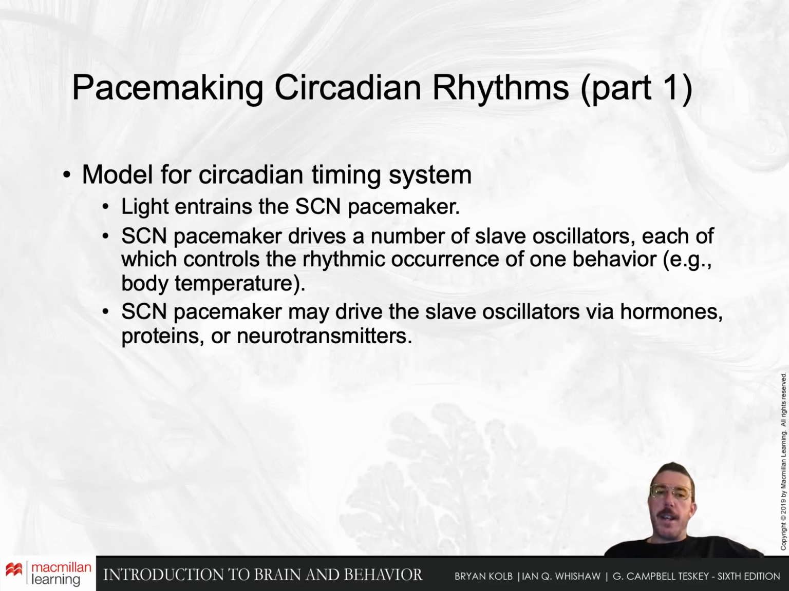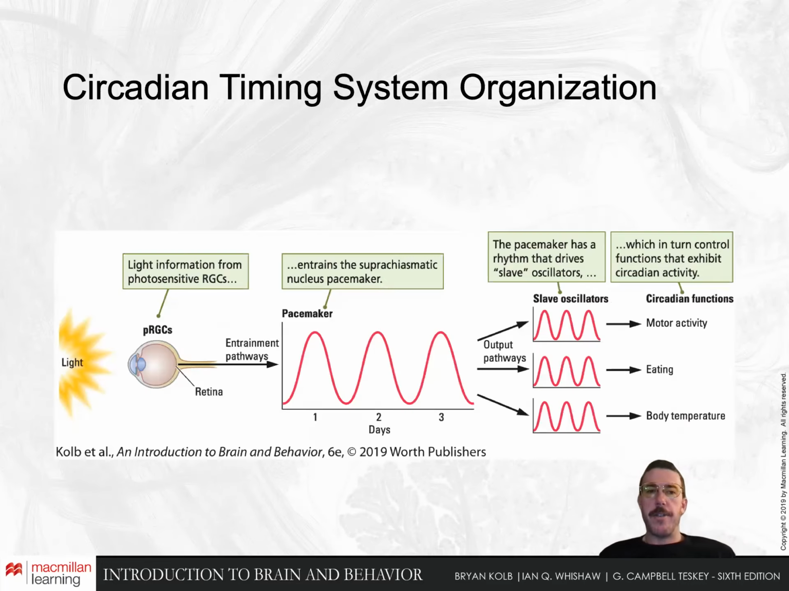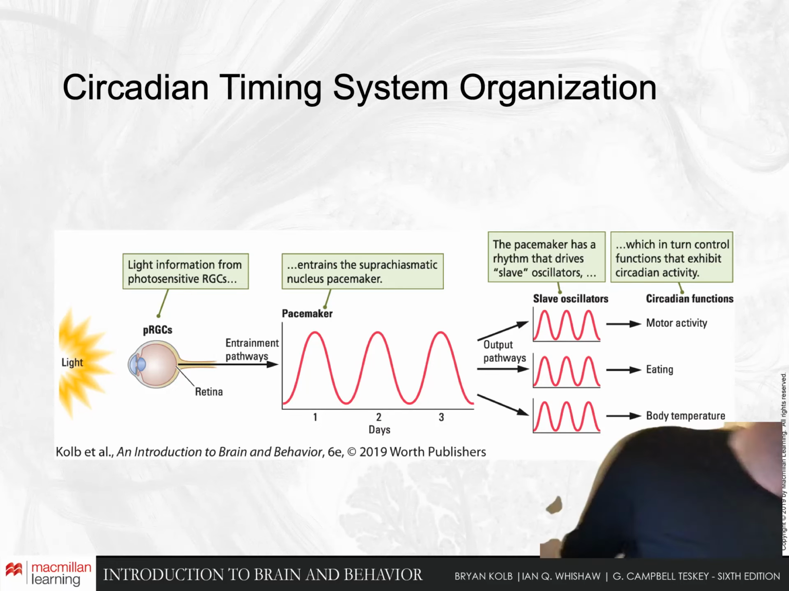And the SCN can do this via hormones, proteins, or even neurotransmitters through direct axonal connections. We see light coming in, the photosensitive retinal ganglion cells pathway entraining the suprachiasmatic nucleus so that it peaks at noon every day, say in this case. And then those suprachiasmatic nucleus cells entrain oscillators throughout the brain that bias our motor activity, our eating, and our body temperature, amongst other things.